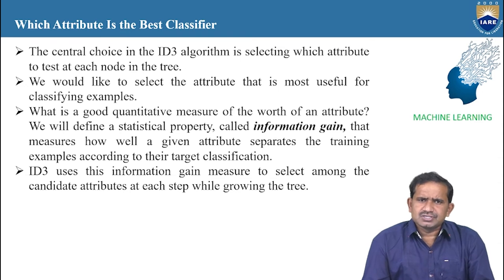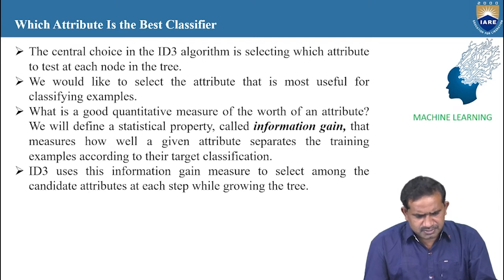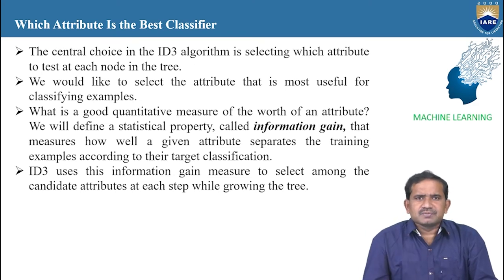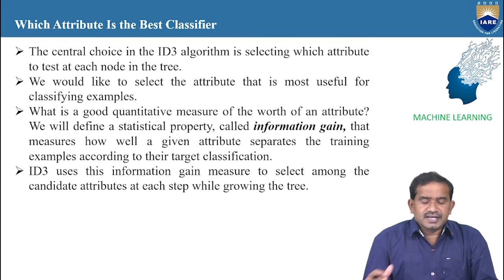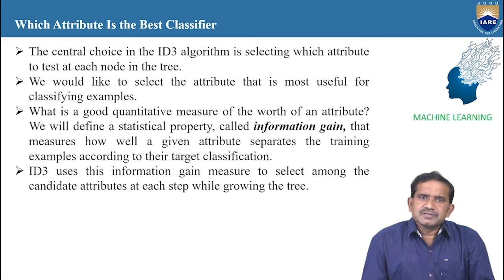What is a good quantitative measure of the worth of an attribute? We will define a statistical property called information gain. In the previous session, I explained how we can select the best attribute value by calculating the information gain over the training examples. From there, we can generate the best attribute value.